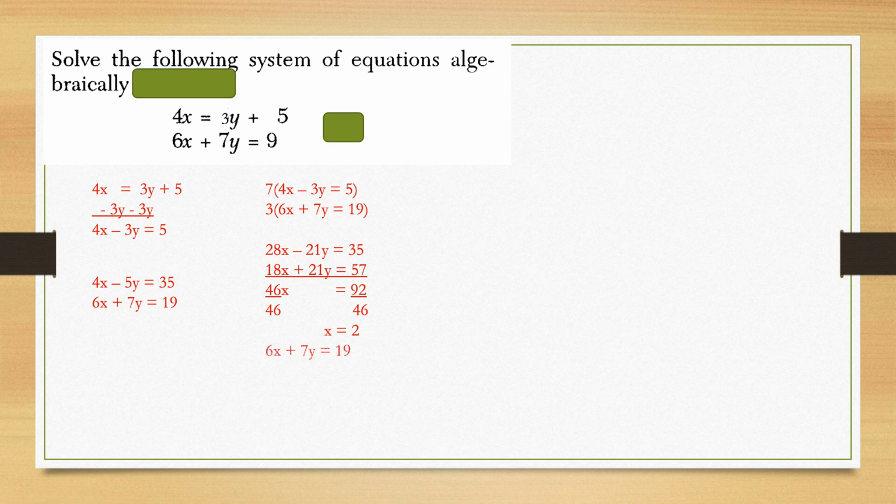Okay, let's go back and get y. 6x plus 7y is 19. I plug in the 2. 12, subtract the 12, 7y is 7, y equals 1. Okay, so there's my correct answer.